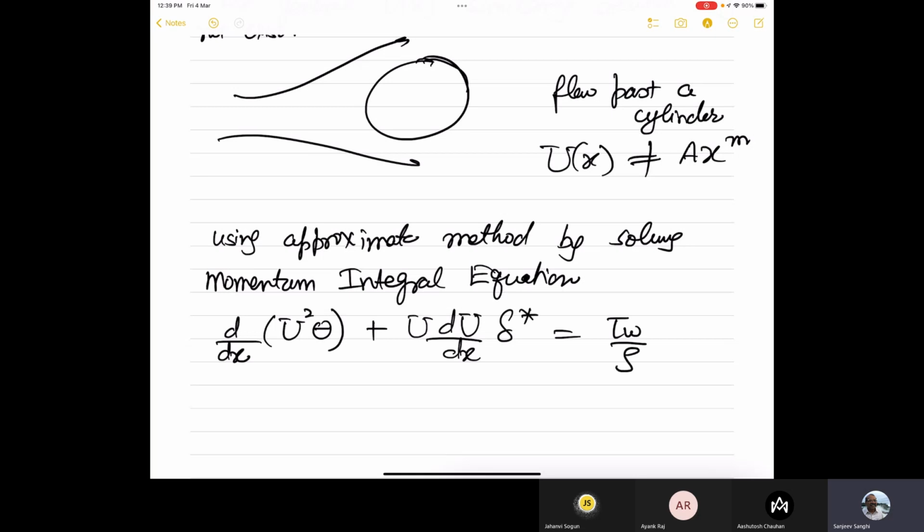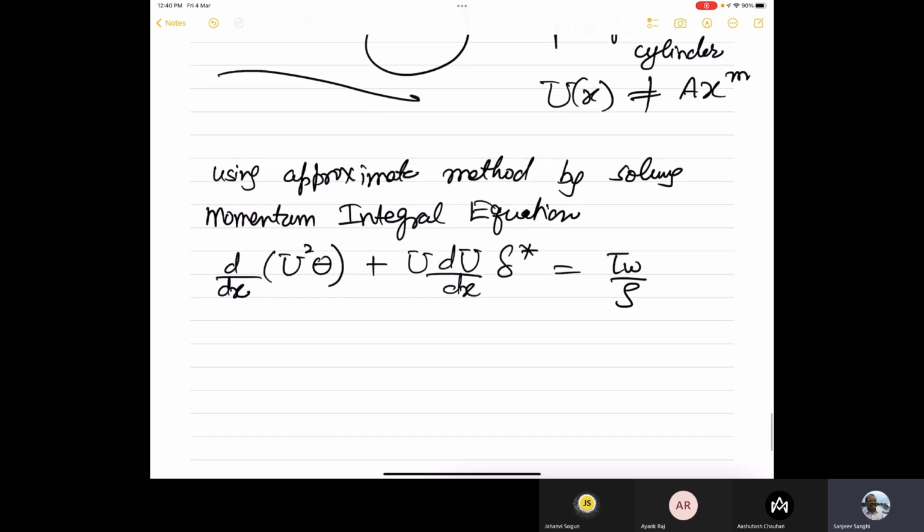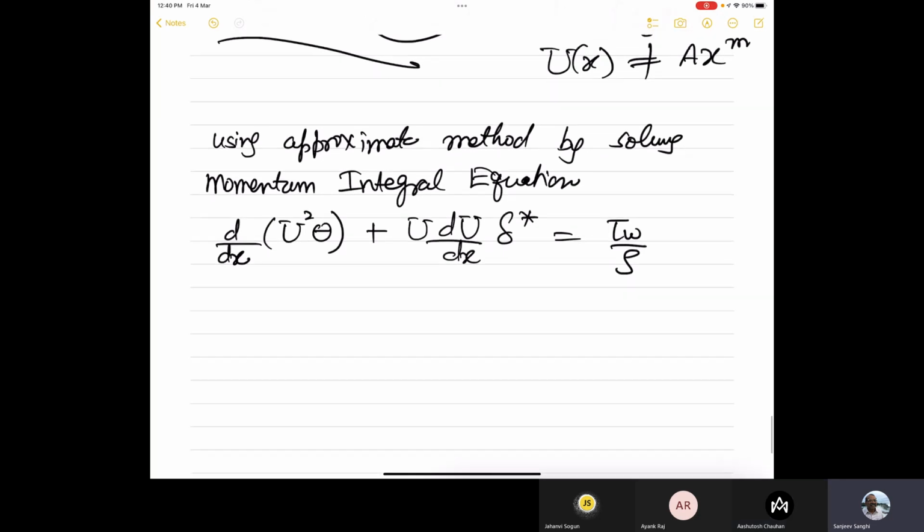These sort of approximate methods became popular when computers were not there and CFD was not so advanced, because you use these equations and find some way of solving them. But today, if I have to solve the boundary layer equations, I will just solve the partial differential equations themselves. The reason I'm doing this is that we will see a lot of aspects of physics in these problems when we use the approximate method.